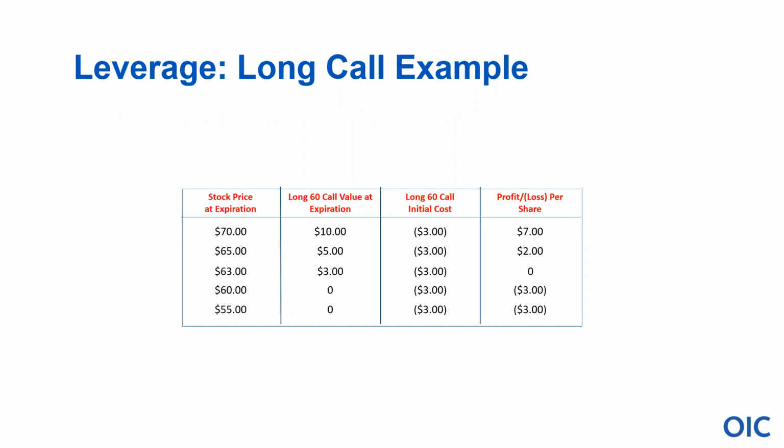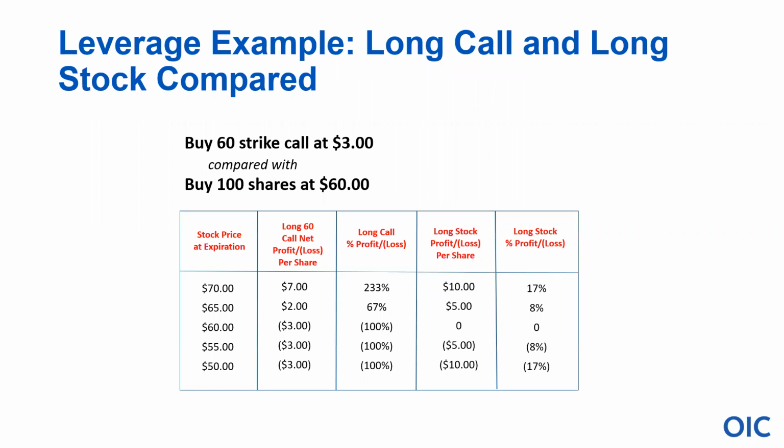Now, if we look on the next slide, you can see in those first two columns the profit or loss that we're making on the option, and in the third column, the percentage profit or loss. Remember, we've got a $3 stake. If it goes up to 70, then I'm going to be making 230% plus on that. If it goes up to 65, I'm going to be making 67%. But of course, if it doesn't move or goes down, then I've got a loss of that premium that I've paid.